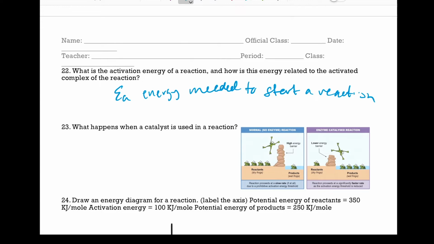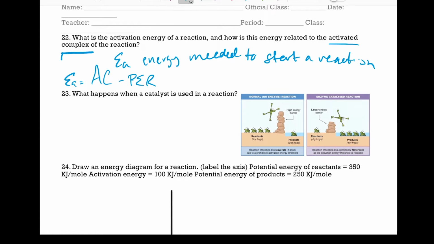And then going back to the question, how does it relate to the activated complex? So your EA is your activated complex energy minus your PE of your reactants. Okay. I know here it looks like it's worded really weird. The answer key on the website does have a better and neater explanation.